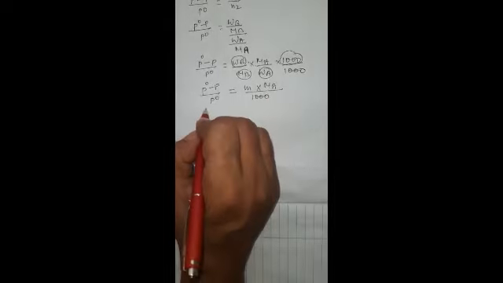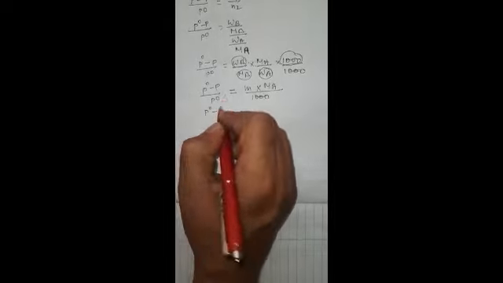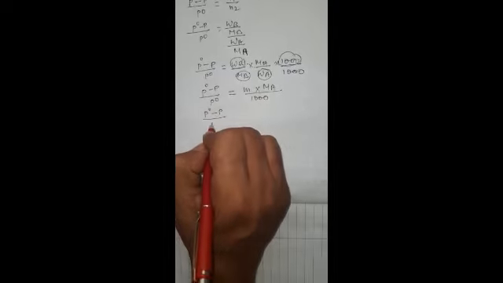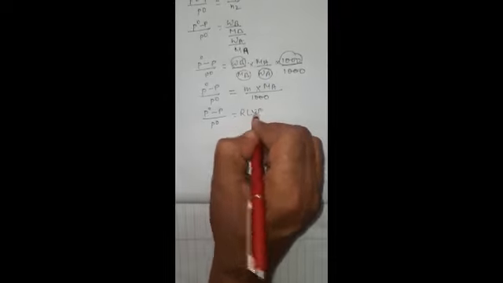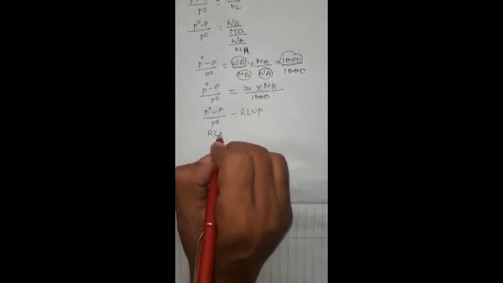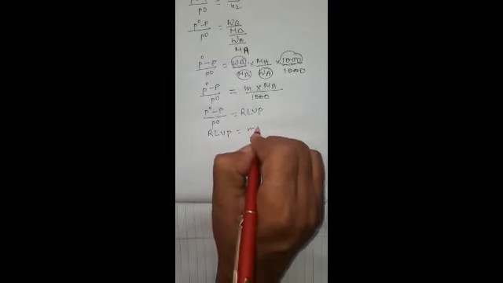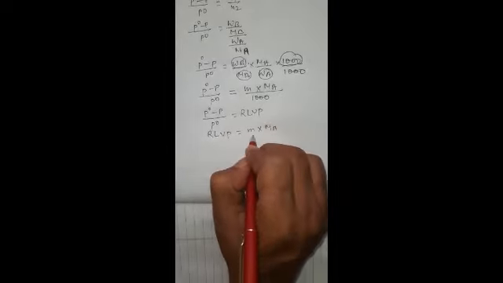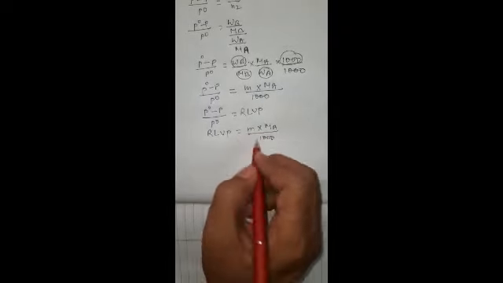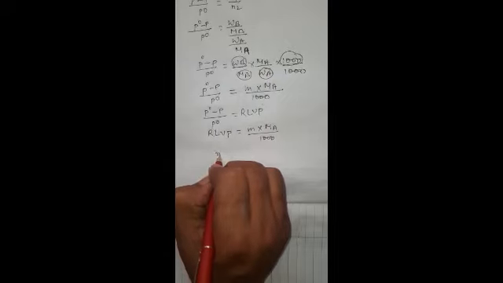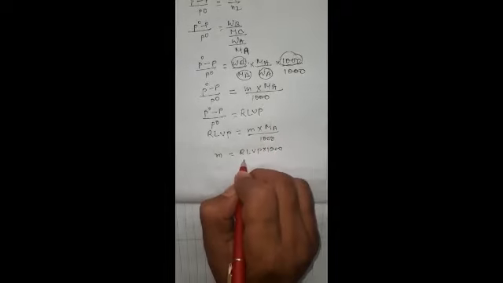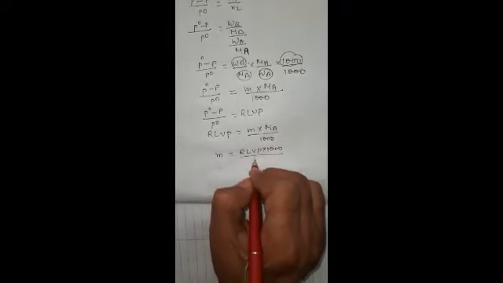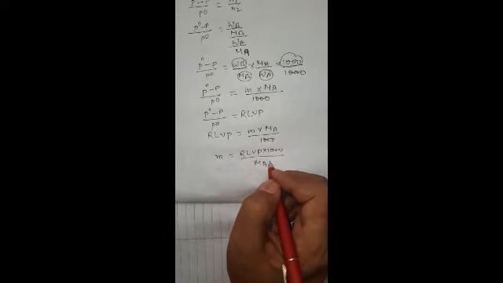So P naught minus P by P naught, that is called RLVP, and RLVP, relative lowering of vapor pressure, is equals to molality into molecular weight of solvent by 1000, and molality is equals to RLVP into 1000 divided by molecular weight of solvent.